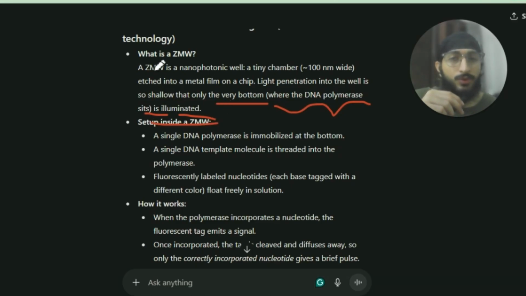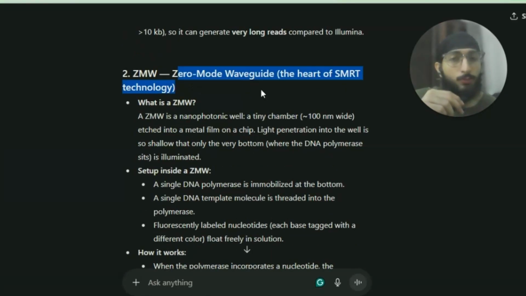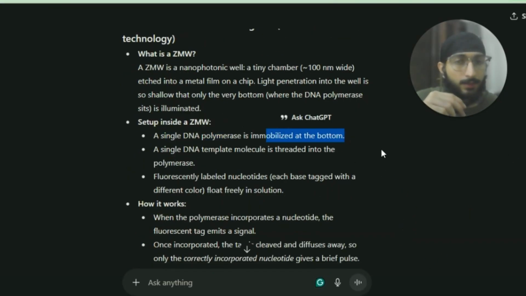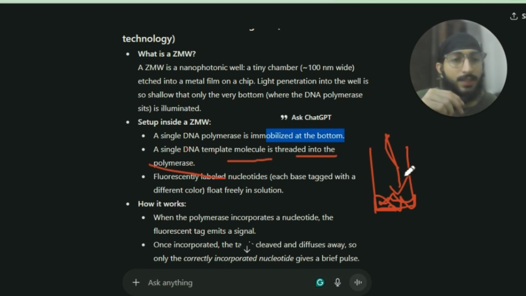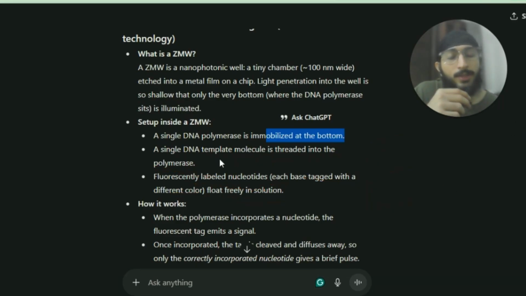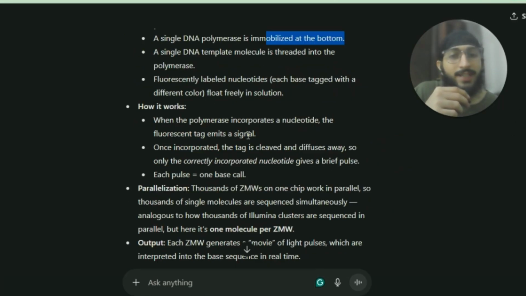So the setup inside a ZMW, zero mode waveguide: a single DNA polymerase is immobilized at the bottom. So we have something like a well shape, right? A single DNA template molecule is threaded into the polymerase like this. Fluorescently labeled nucleotides, each base tagged with a different color, float freely in the solution. How it works: when the polymerase incorporates a nucleotide, the fluorescent tag emits a signal.